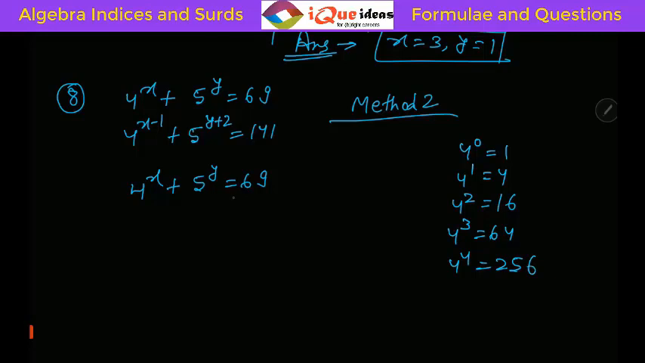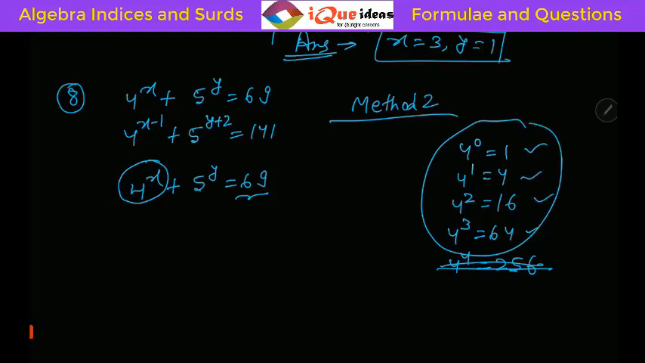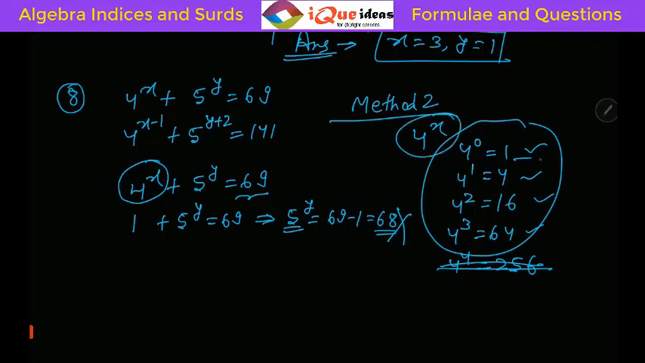Now if you look at this, 69 is the maximum value. So 4 raised to x has to be lesser than 69. That means 256 will not be useful for this equation. But the value of 4 raised to x can be any one of these: 1, 4, 16 and 64. Let's put one by one. If I put 4 raised to x as 1, plus 5 raised to y equal to 69, we will get 5 raised to y as 69 minus 1, that is 68. Now 68 is not a power of 5, so we will not get a suitable value of y here. Right? What we are doing is putting the values of 4 raised to x from here.